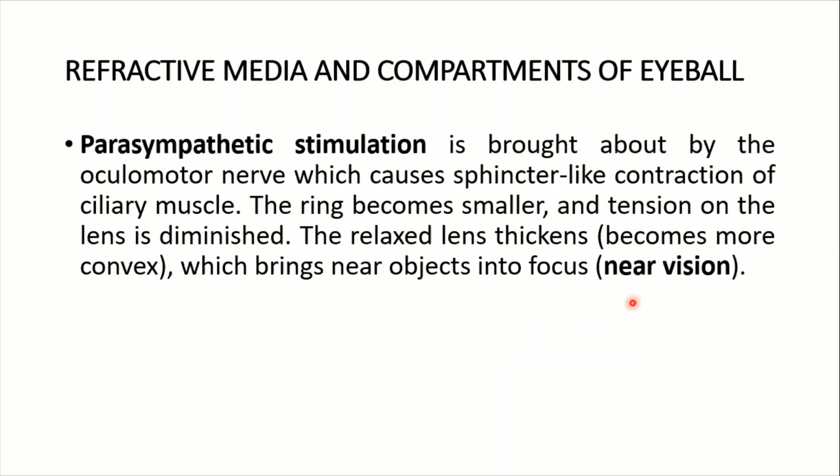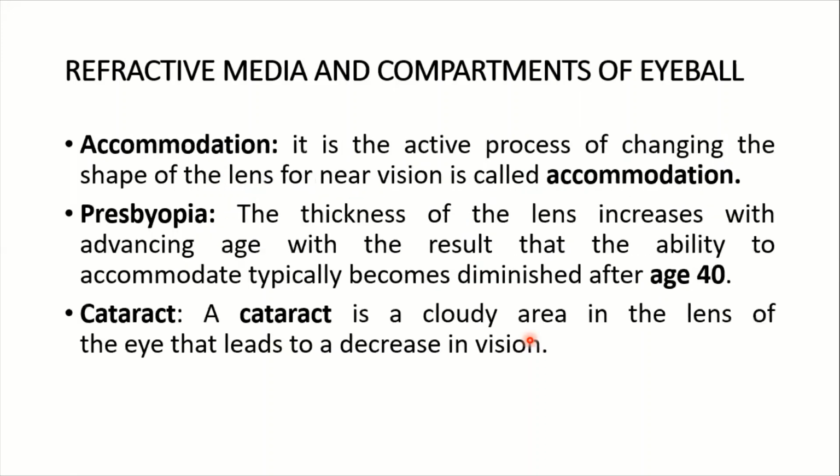As near vision is required, parasympathetic stimulation is brought about by the oculomotor nerve, which causes sphincter-like contraction of the ciliary muscle. The ring becomes smaller and tension on the lens is diminished. The relaxed lens thickens, becomes more convex, which brings near objects into focus. That is the mechanism of near vision.